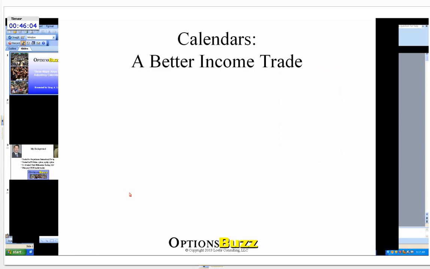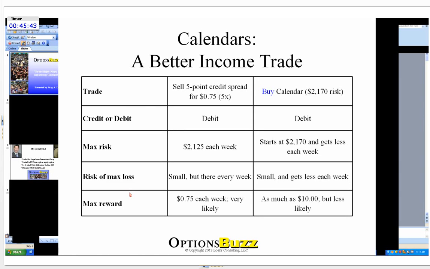Okay. If I look at a credit spread, however, a credit spread is kind of like this iceberg, isn't it? Okay, there's a lot of risk that you may not see. So what I want to do is I'm going to go through this table here, and there's a lot of information. So I'll go through it kind of slowly. And what we're going to do is we're going to compare. If I sell a 5-point wide put spread, if I sell a credit spread. Typically, most people are looking at selling put spreads, right? If I sell that credit spread for 75 cents and I sell it five times, that's my approach to creating some income.